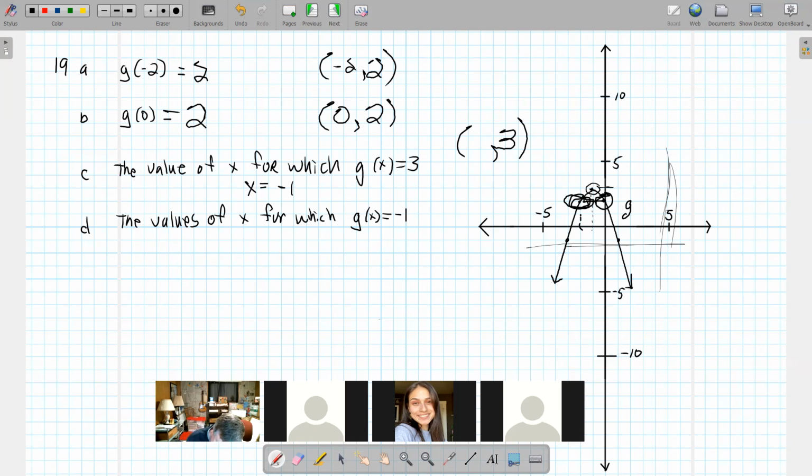-1. Good. Okay. So all we're doing here is saying, given x, find y; given y, find x. But it's function notation, and you've got to get used to the notation. Okay. Functions aren't going away. All right. The values of x for which g of x is -1. So where is g of x equal to -1? Well, right there and right there. So what are the values of x for those 2 points?